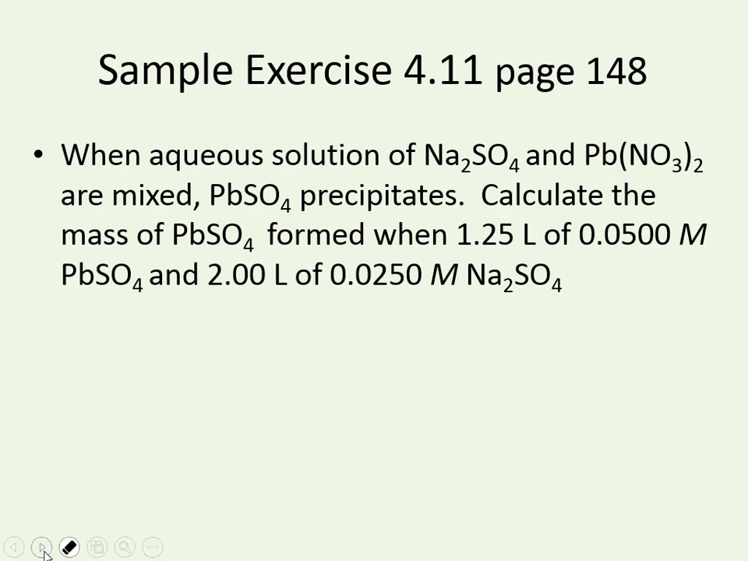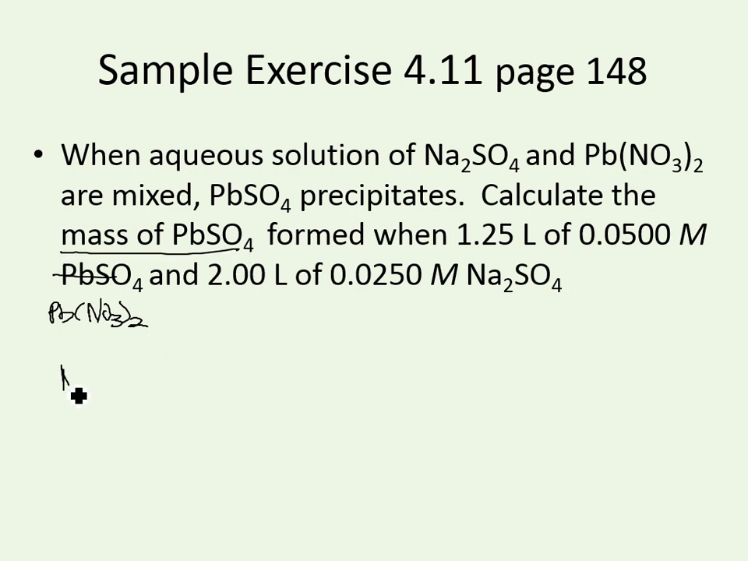So what about, now there's a typo here. When aqueous solutions of sodium sulfate and lead nitrate are mixed, lead sulfate precipitates. Calculate the mass of lead sulfate formed from 1.25 liters of a 0.05 molar solution. This should be lead nitrate there. And so let me change that. So this is Pb(NO3)2.